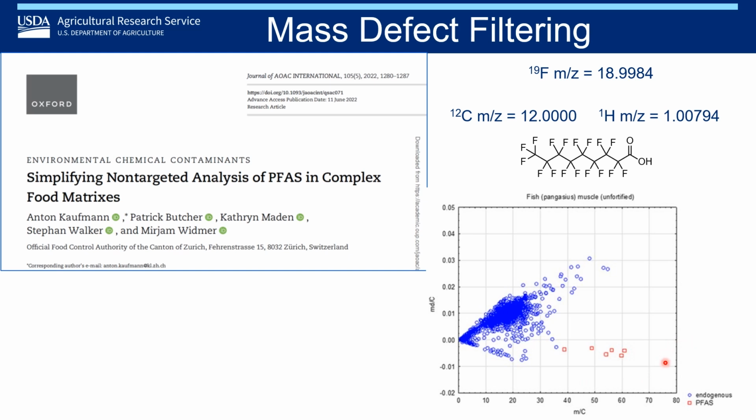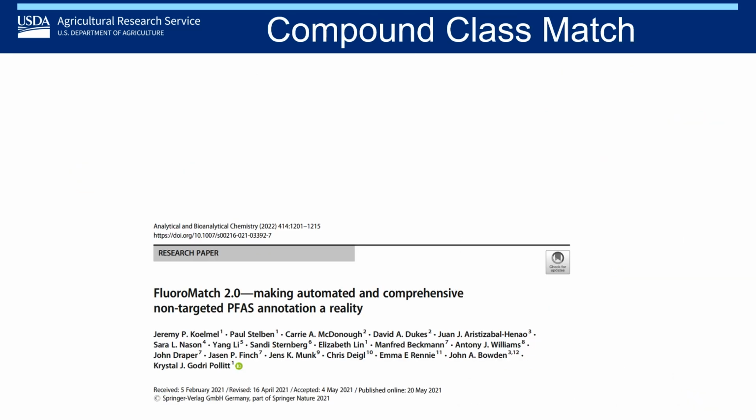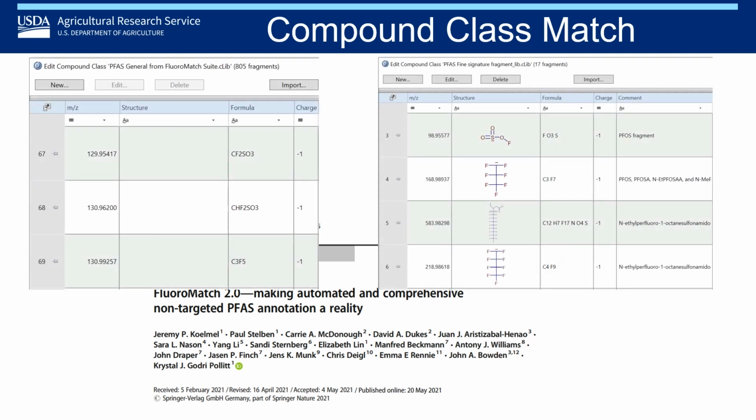The final thing we ended up utilizing was something called compound class matching. Now, in a lot of software that are being developed, including Fluoromatch, which is an open source software, MS2 fragments are the most important thing to identify PFAS with, and there are many common fragments between PFAS. So this can include things like C4F9 and C3F5, or different breakdown products, and these have been implemented into different compound class libraries within Compound Discoverer.